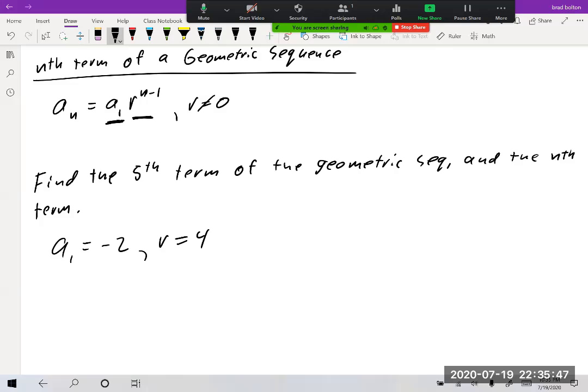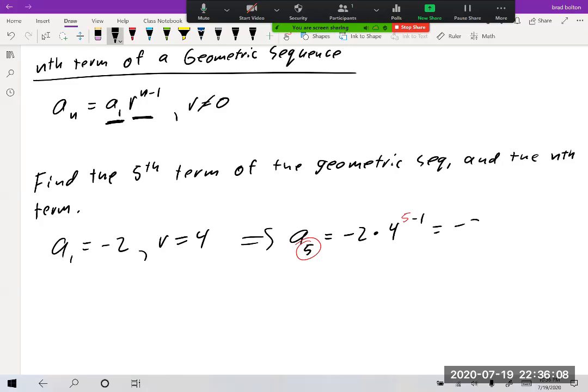Okay. So all I need to do is use my formula. My formula says a sub 5 should be a sub 1, which is -2, times r, but we said r was 4, to the n minus 1. But in our case, what's our n? Our n is actually 5, right? Because we said the fifth term.